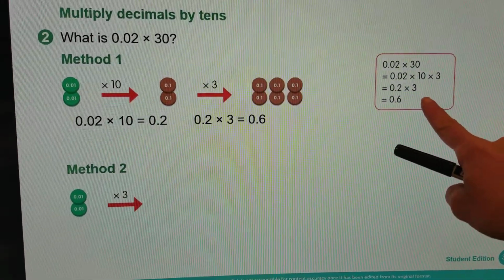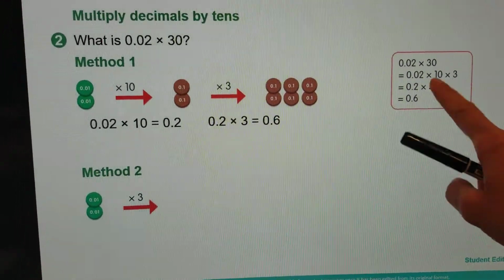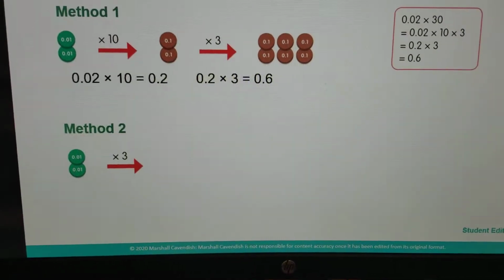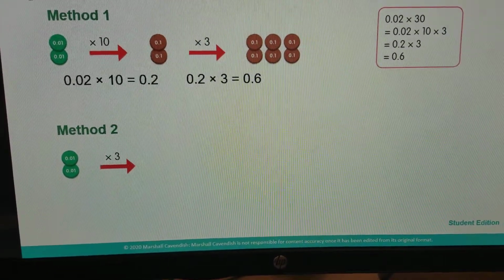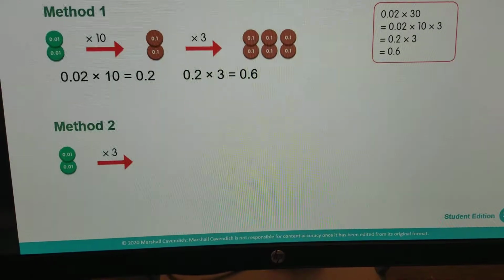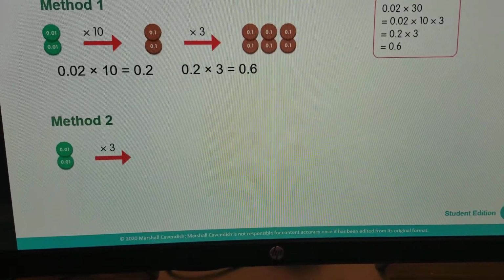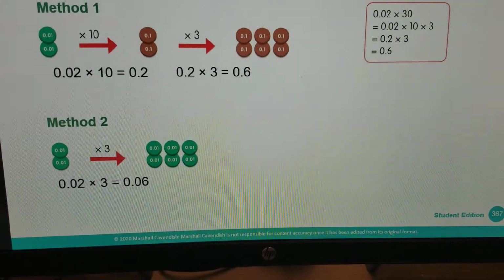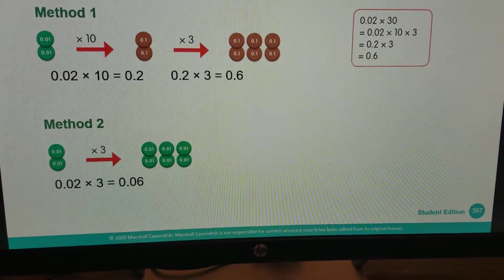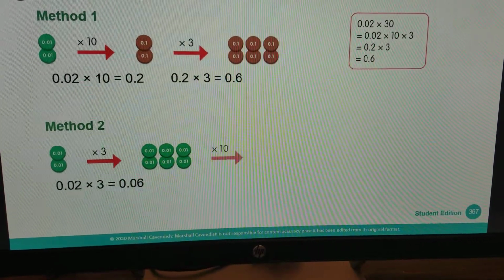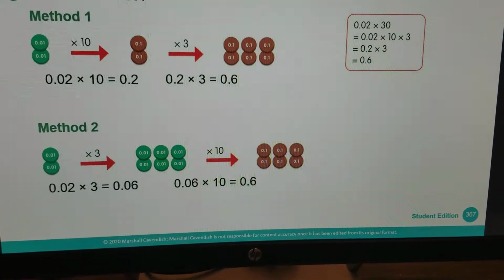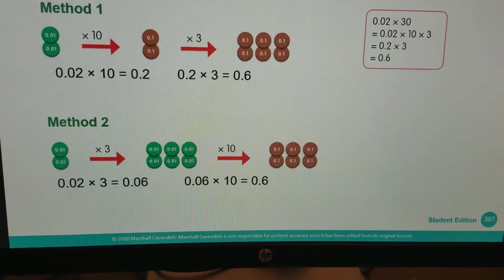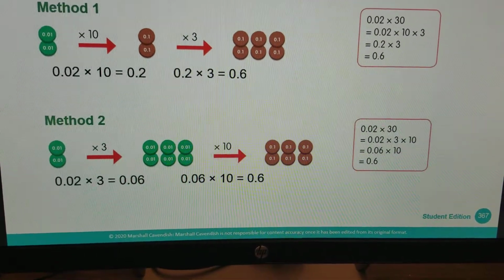Okay, so it's showing you exactly what I'm about to do on my board. The next one is the next method, which is really the same thing. You could do 2/100ths times 3. If I have 2/100ths 3 times, I would have 6/100ths. 6/100ths times 10, I would then have 6/10ths, right? 6 dimes. So if I had 6 pennies 10 times, I would have 6 dimes. And they're going to show you the work right there.